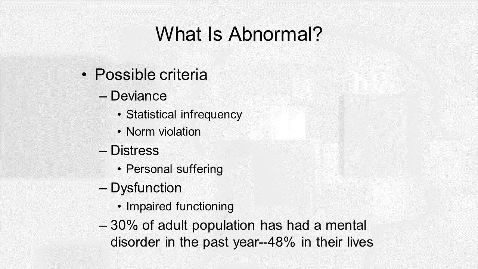So other criteria that we seem to look at are things like distress and dysfunction. Does the person suffer from their mental health issue? Are they suffering? And do they have impaired functioning? Do they have a difficult time dealing with their day-to-day lives and the tasks that they have to accomplish? Again, I want to stress this. About 30% of the adult population has had a mental disorder in the past year. And when we look at the population, about 48%, nearly 50%, have struggled with a mental health issue in their lives.